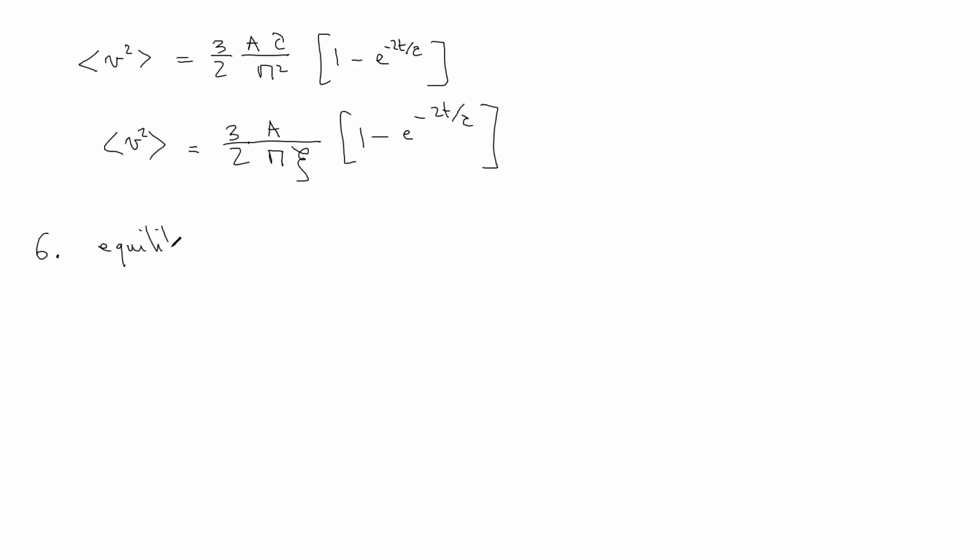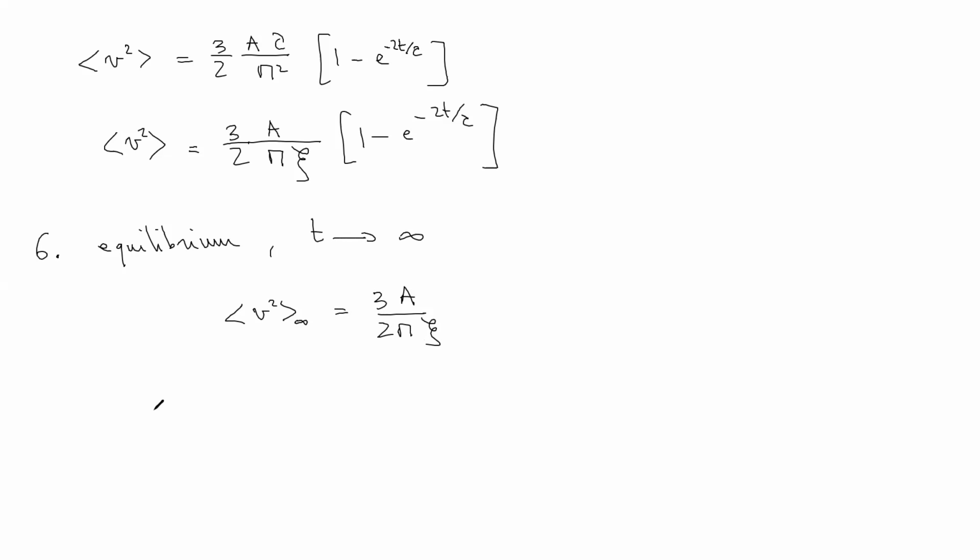Equilibrium is reached when you forget your initial conditions. So when time goes to infinity, v squared at equilibrium becomes equal to 3a over 2m psi. That's coming from our results.